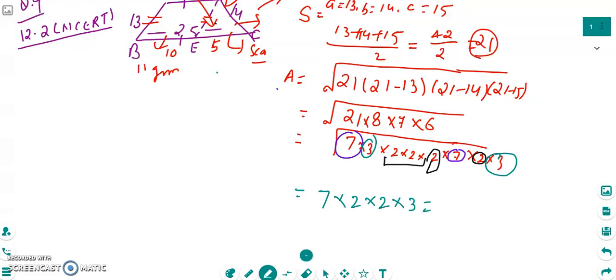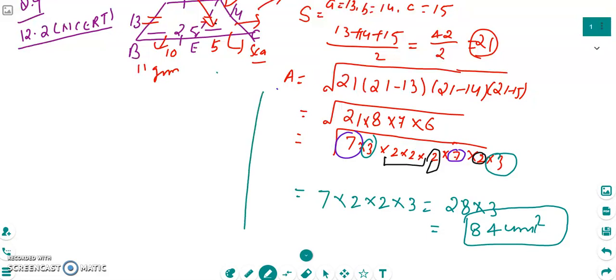So it becomes 7 times 2, that is 14, 14 times 2 is 28, 28 times 3: 3 times 8 is 24, carry 2, 6 and 2 is 8. So 84 unit square is the area of the triangle. This is not the area of the trapezium, this is the area of the triangle. It will help us find the height. So let me just use this.